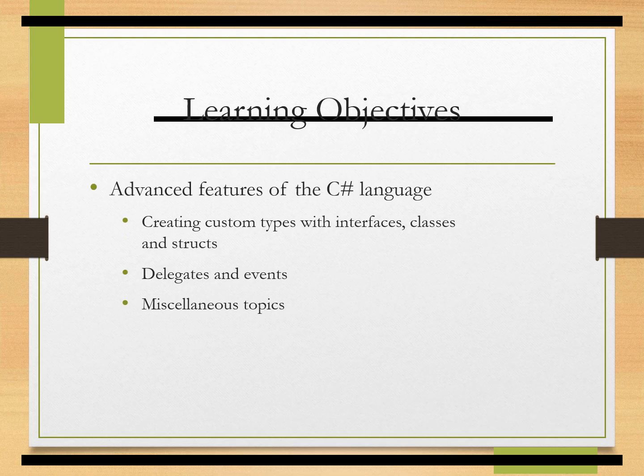The learning objectives are the advanced features of the C sharp language. You create custom types with interfaces, classes, and structures. The advanced features of C sharp also include delegates and events. What is a delegate? A delegate is a class, with a public static return type, a declaration method, and events. The main thing to know is that an event is to be delegated.